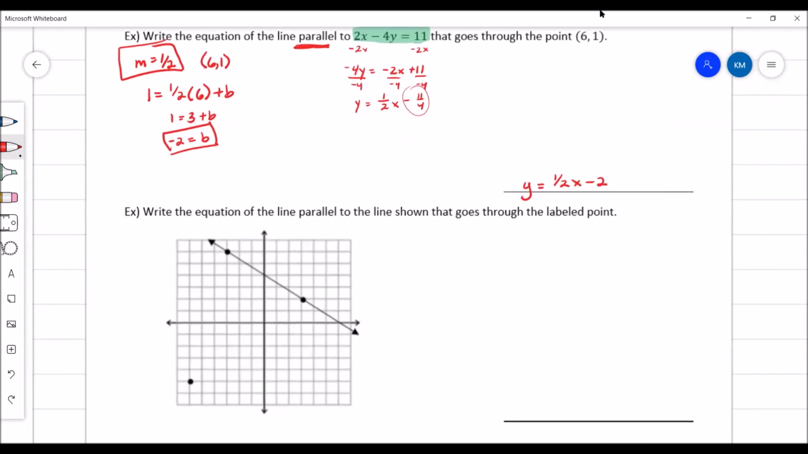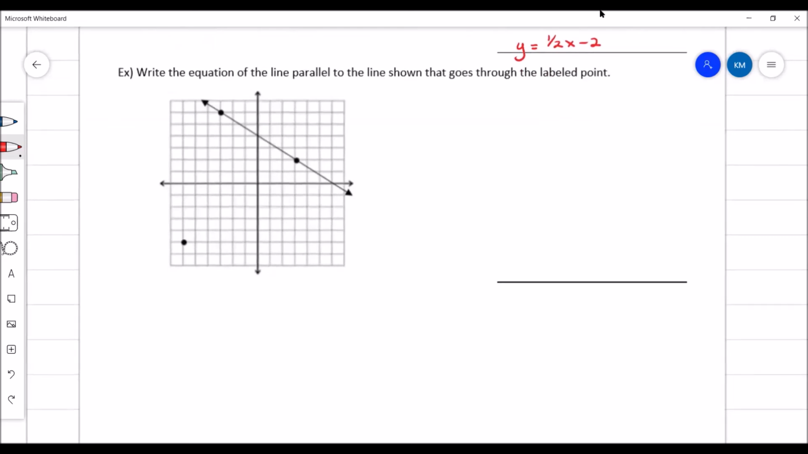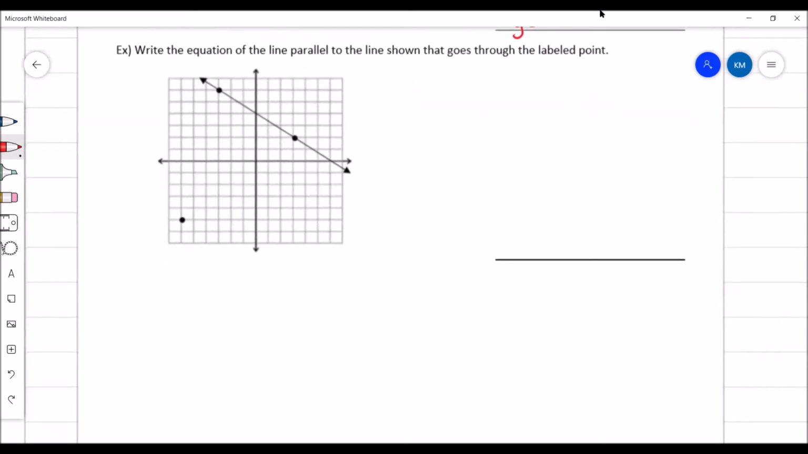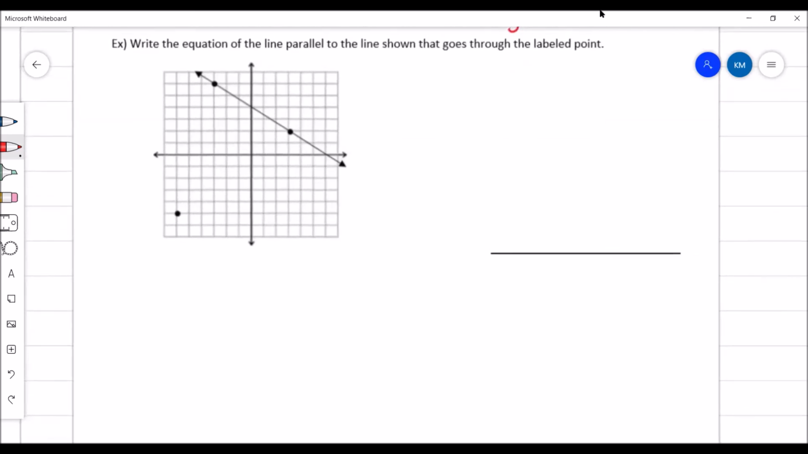Okay. And finally, we can do that same thing if we're given a graph. Because remember, what we're looking for is the slope of our original line, the point that we're going through. And if we're given a graph, we're given that same information. So here it says, write the equation of the line parallel to the line shown that goes through the labeled point.